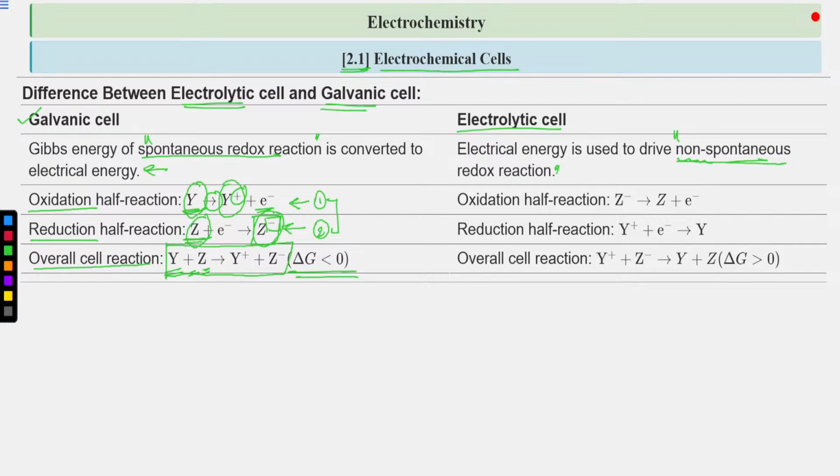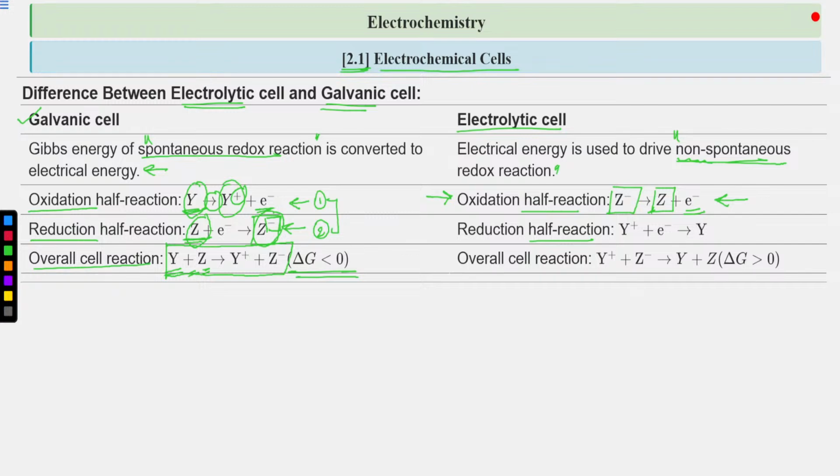Now if we talk about the electrolytic cell, it also has the oxidation half reaction and the reduction half reaction. Now if you see here in the oxidation half reaction for the electrolytic cell, the Z negative is converting to Z plus electron. So it is also releasing the electrons as per oxidation. Z negative, which has a negative charge, that means it has one electron or one negative charge extra on it. So it just releases one electron from itself and becomes neutral plus electron. So this is depicting the releasing of electrons as per the oxidation definition.